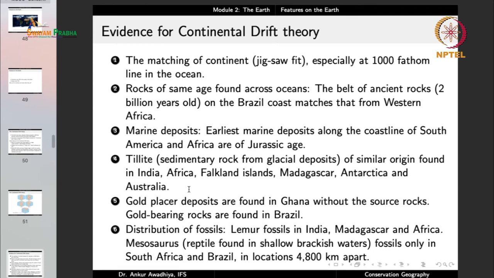Tillites, which are sedimentary rocks from glacial deposits of similar origin, have been found in India, Africa, Falkland Islands, Madagascar, Antarctica and Australia. Gold placer deposits are found in Ghana without the source rocks, and the source rocks are there in Brazil. We find a distribution of fossils, so lemur fossils in India, Madagascar and Africa, which currently are so far apart. Mesosaurus fossils in South Africa and Brazil, which are so far apart, they are 4800 kilometers apart.